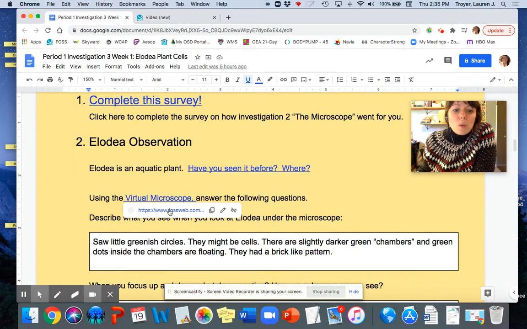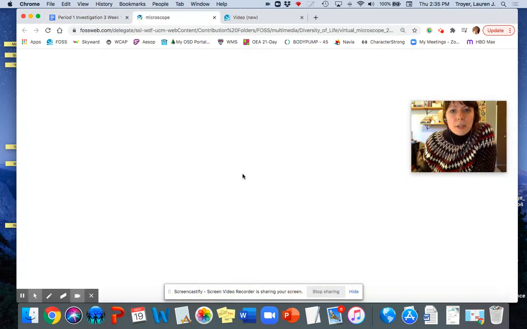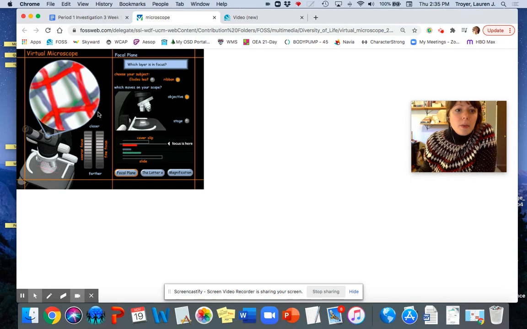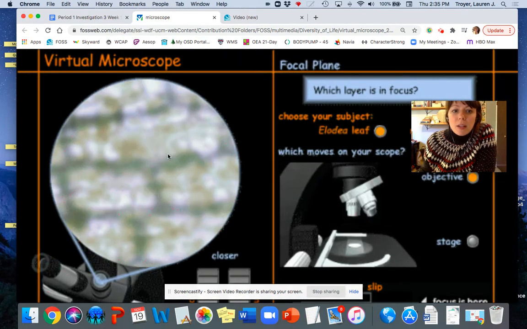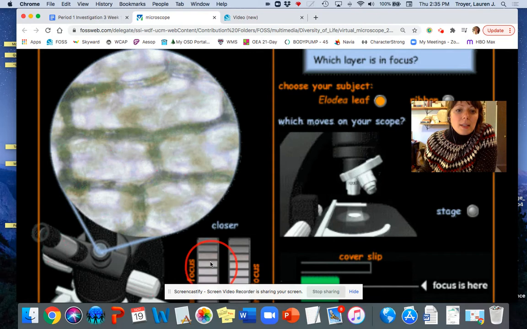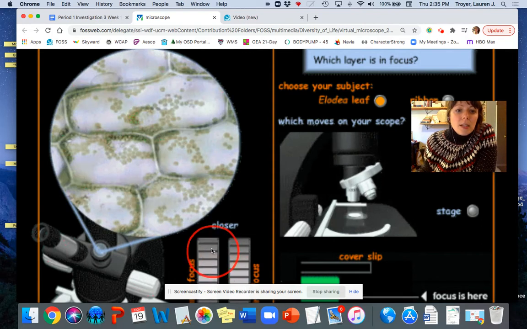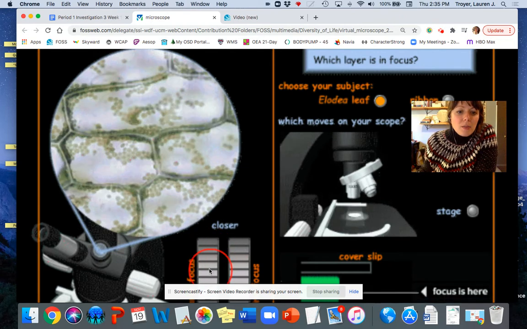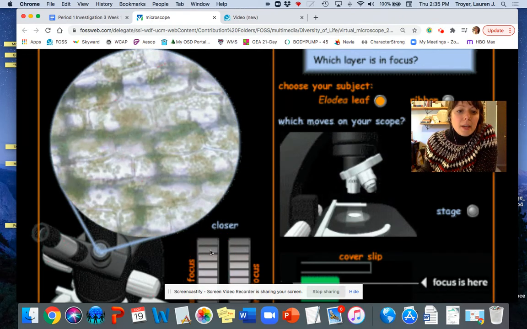And then we use the virtual microscope. We observe what the Elodea looks like under the microscope. You have to select Elodea leaf. And it's really blurry. You have to bring it into focus by turning the coarse focus adjustment. And we start to see, whoa, it looks like tiles. And as I focus down, I can see a different pattern of tiles. So here's a big tile and some green blobs inside. Looks kind of weird, like a glass window almost with green blobs. And then as I focus more, I see a different pattern of tiles.